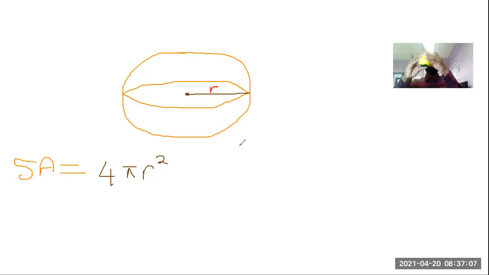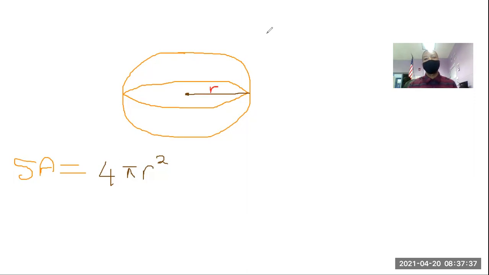When we talk about the surface area, we're talking about the outside of it. So we want to figure out how big that outside part of the sphere is. We're trying to figure out the distance around it. That's what surface area is.